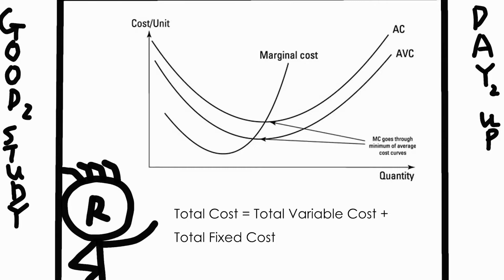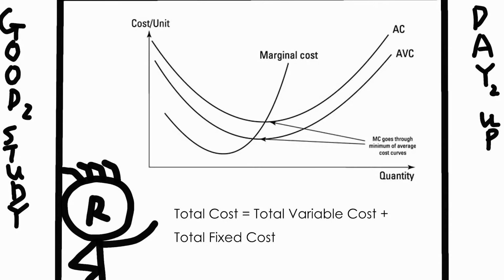What about fixed cost? Fixed cost is like rental costs, right? It doesn't matter how many iPhones you produce, Apple still needs to rent buildings for their employees to work in, right? So rental cost is an example of fixed cost.